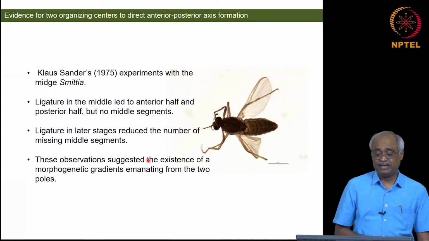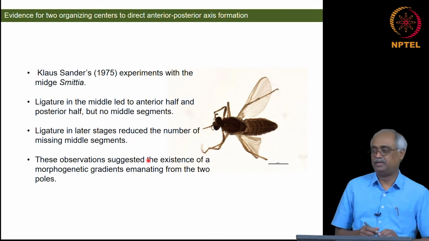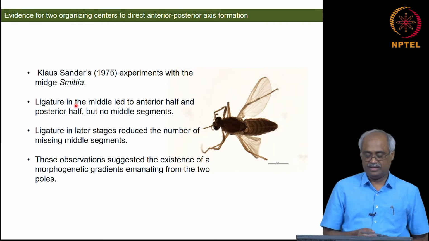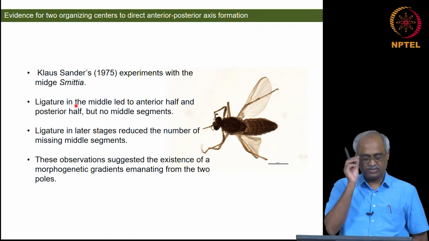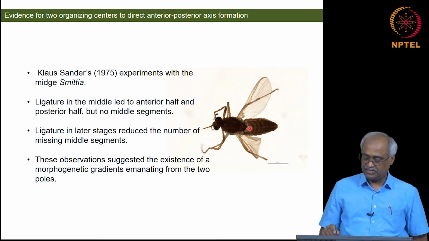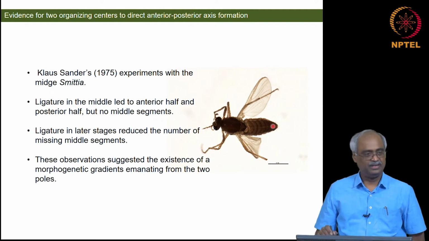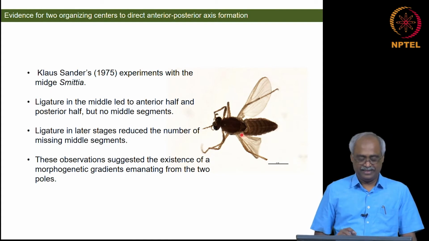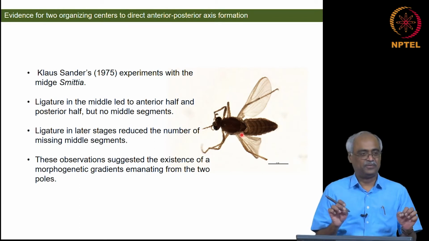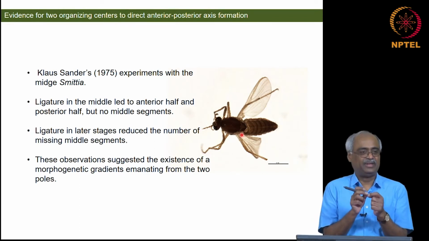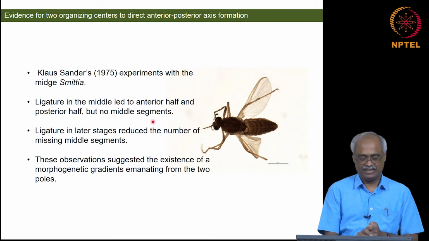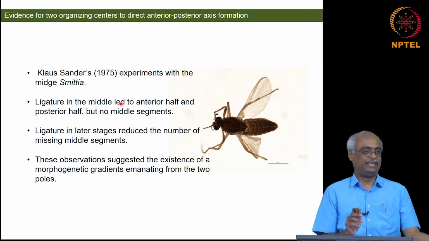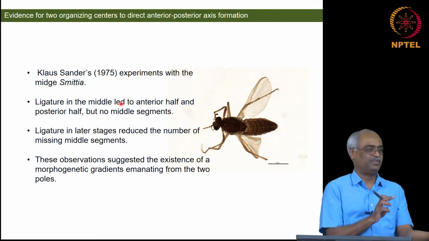Alright, it all started with a very simple observation as early as 1975, when Klaus Sander did a simple experiment. He did not take Drosophila, but a different insect. See, here you can see the segments, even the abdomen has segments, can you see that? So these organisms have segments. The interesting experiment they did is they simply took an early embryo and tied a thread, actually a ligature, in the middle of it, so that things on the anterior side can't go to the posterior, and posterior can't go to the anterior.